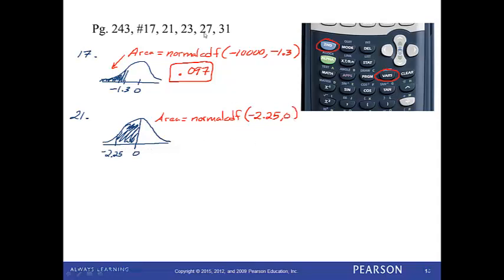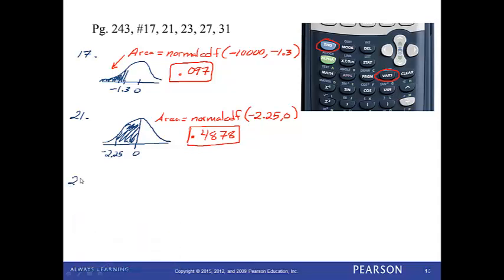So again, following the same instructions as number 17, let's get inside the second VARS. Go to your normal CDF. Type in your lower limit and type in your upper limit. And you should come out with 0.4878. So we have 0.4878, or you can say 0.488. And that's the area of the shaded piece.